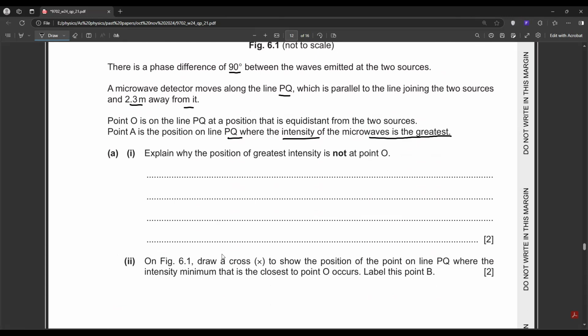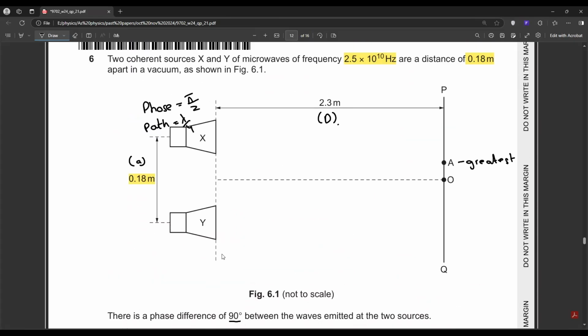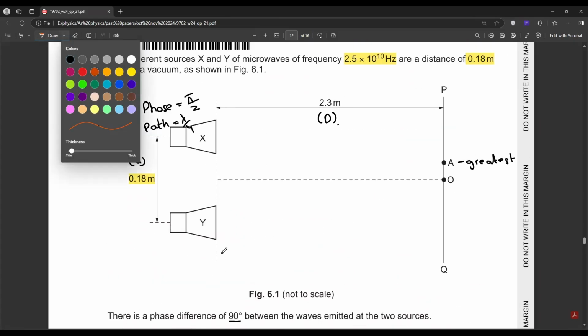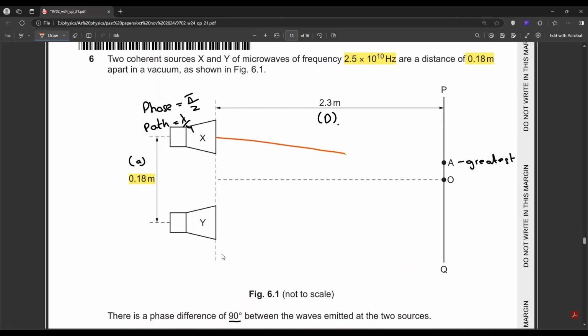Explain why the position of greatest intensity is not at point O. Why is the position of greatest intensity not at point O? Because if you see at point O, X and Y are traveling the same distance. Let's say this distance is a, this distance is also a. If both the sources X and Y are traveling the same distances, at point O you will have a path difference of lambda over 4, or you can say a phase difference of pi over 2.